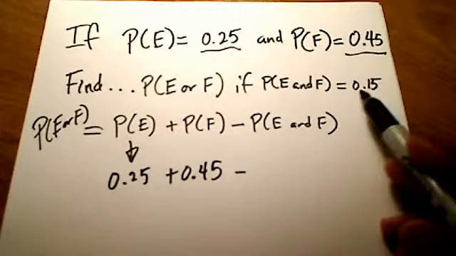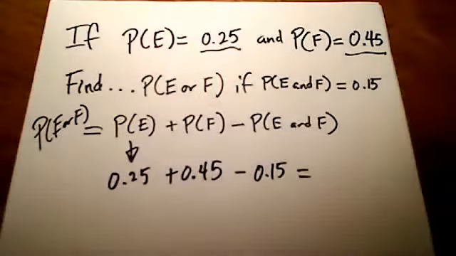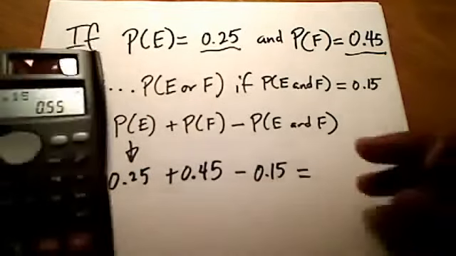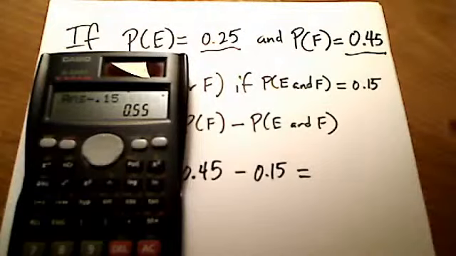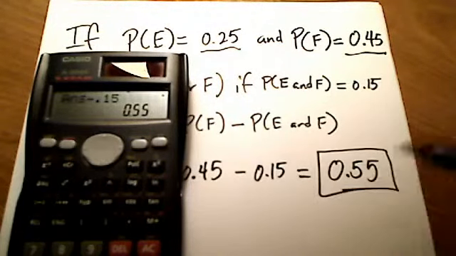And we know that too. They overlap with a probability of 0.15. So this problem is really just a simple matter of working this out on our calculator. It comes out to be 0.25 plus 0.45 minus 0.15. I'm doing this here on my calculator, and I'm getting an answer of 0.55. So there's the answer to that question.